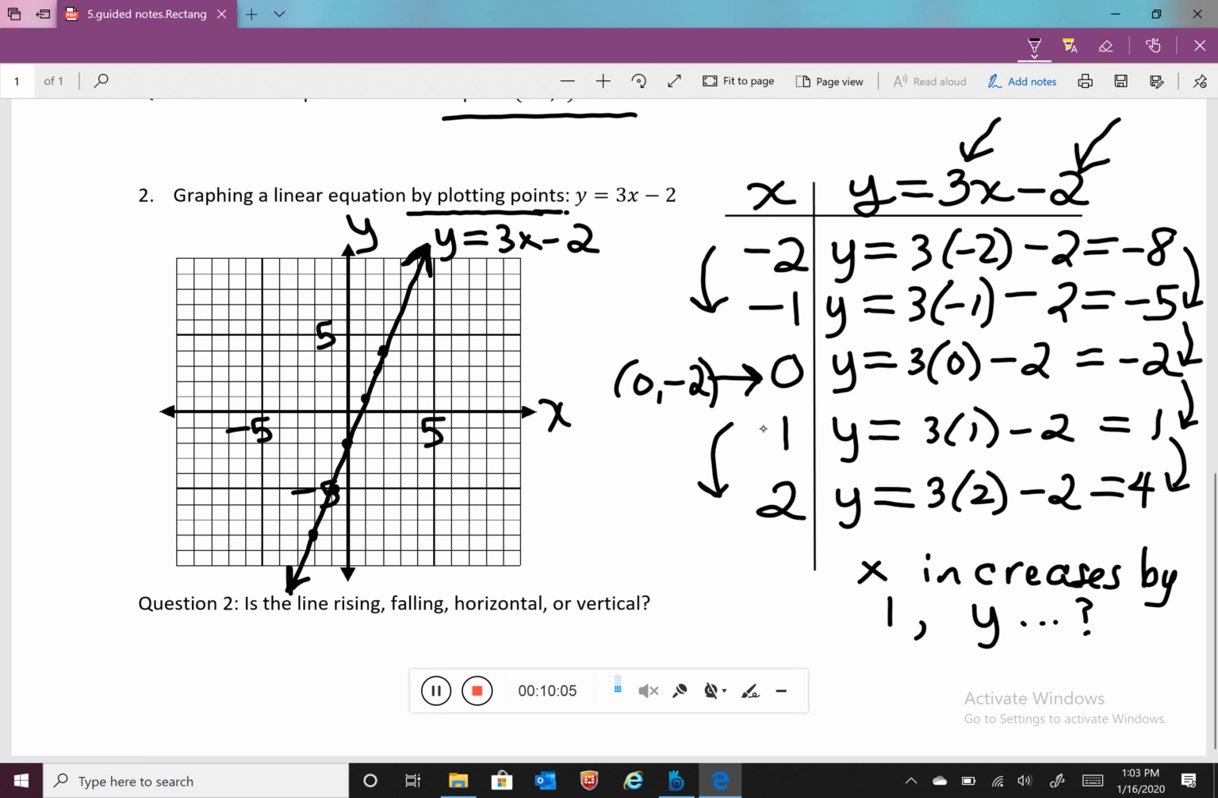And then we have a final question for your online work in Edpuzzle, and is this line rising, falling, horizontal, or is it vertical?